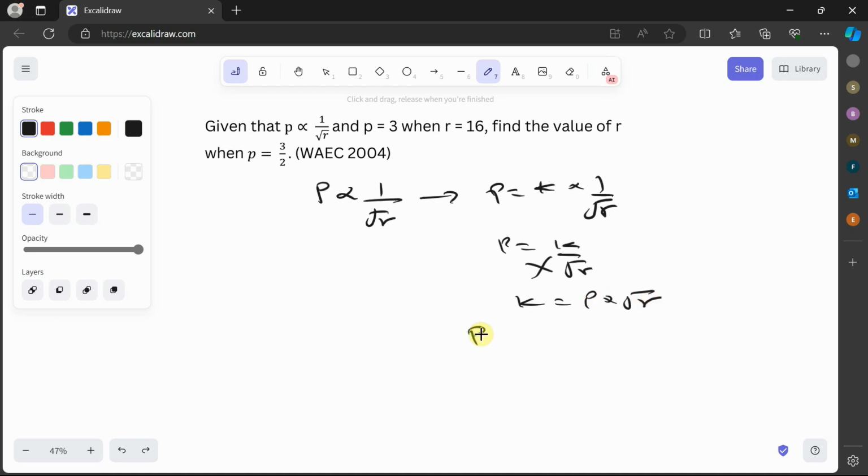So we're told that p is equal to 3 when r is equal to 16. So we can find what k is. So our k will be equal to 3 times square root of 16, which is 3 times 4, which is 12. So our k is equal to 12.